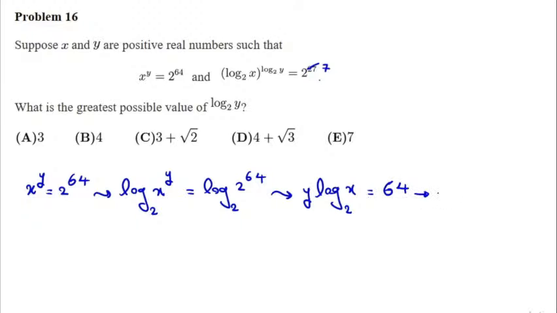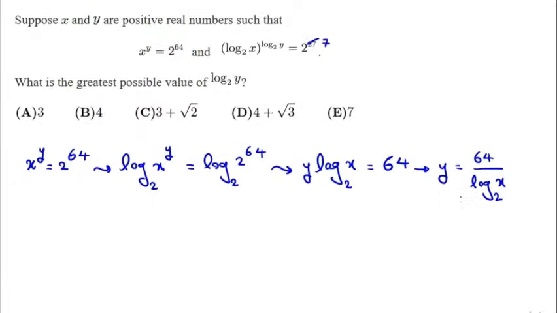Right side will be 64. So I can say y equals 64 over log 2 of x, because log 2 of x is not 0, because x is not 1. Because if x is 1, then 1 to the power of y cannot be 2 to the 64.